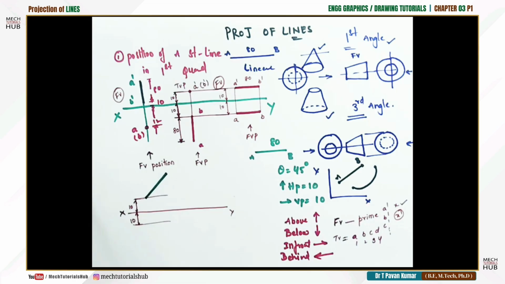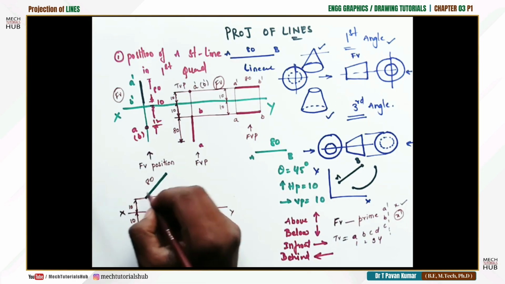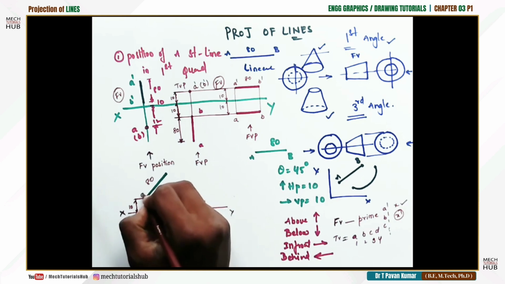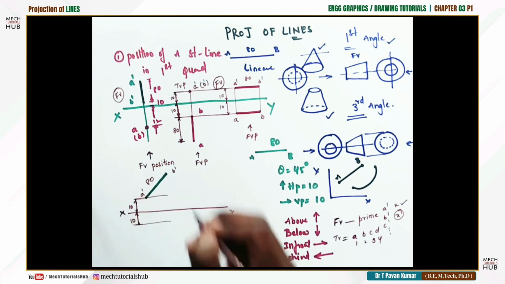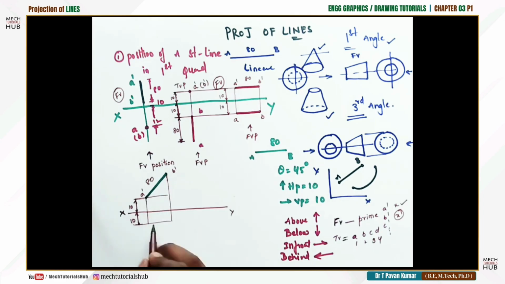80 mm length. Afterwards, as this is the front view, we call this end A prime, B prime. Now draw a projector line normal, stop wherever it meets the locus. Now darken those two ends.